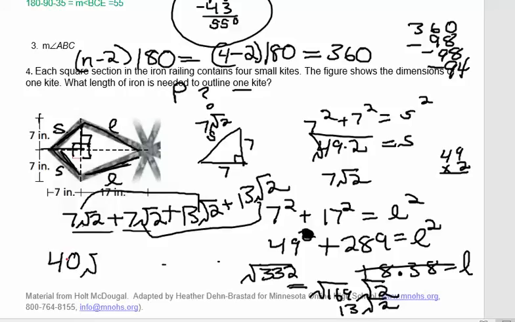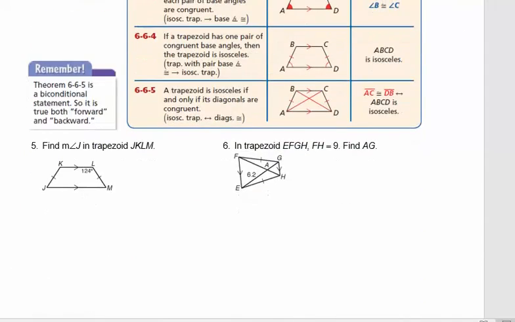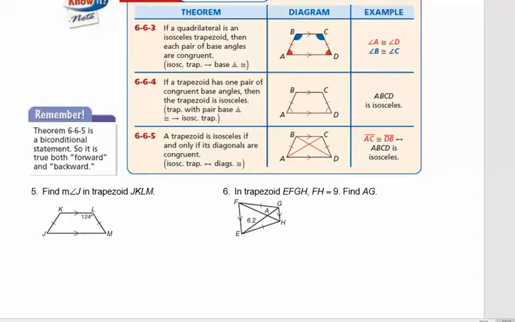So my whole answer would be 40 times the square root of 2 inches. Now you could definitely answer this as a decimal number. That would be totally fine. All right, the rest of the worksheet is not as tricky. So it was the first 4 problems that were the most work.